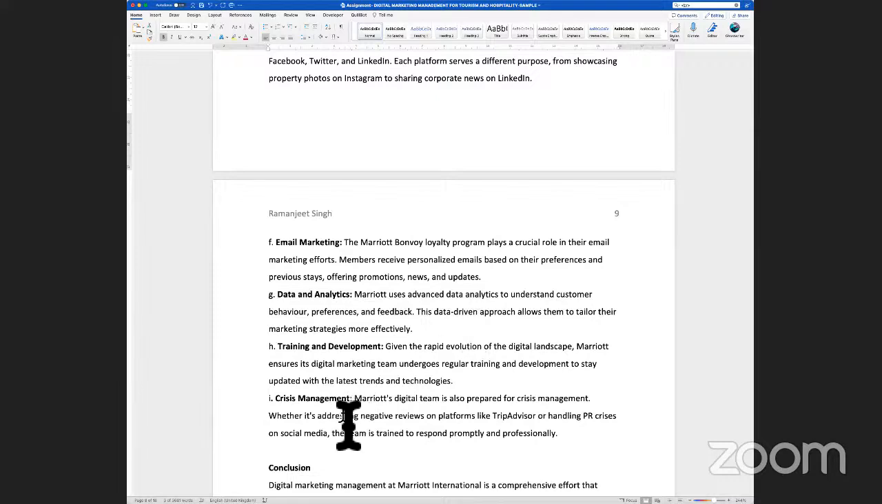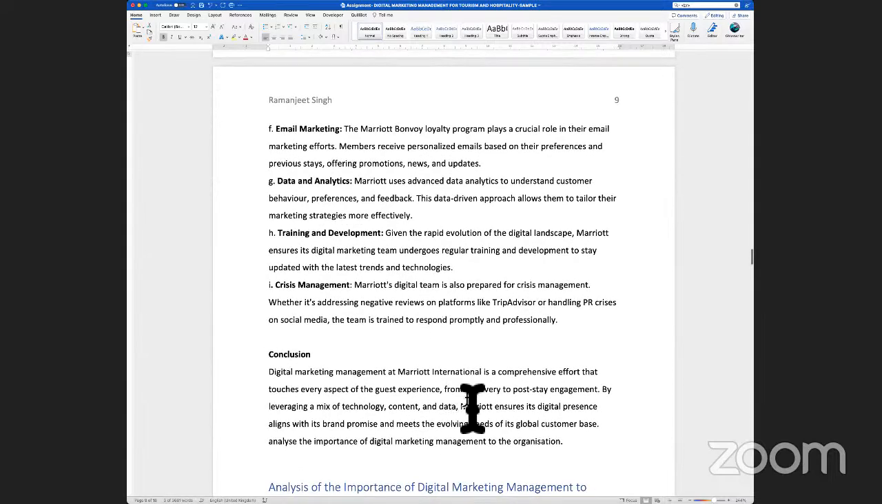Training and development, and they obviously have crisis management. For example, if they get negative PR on social media, or if the website goes down or certain sections of the website are not working, then there's a crisis management team which works 24/7 to ensure that their services are up and running. And that is what would be required to explain in the digital marketing management part for a particular organization, like I've chosen Marriott International.